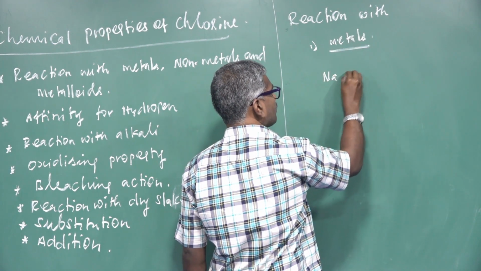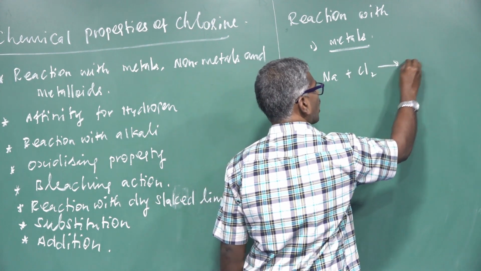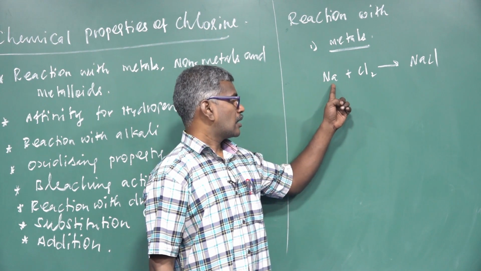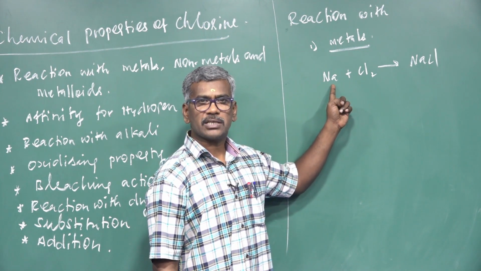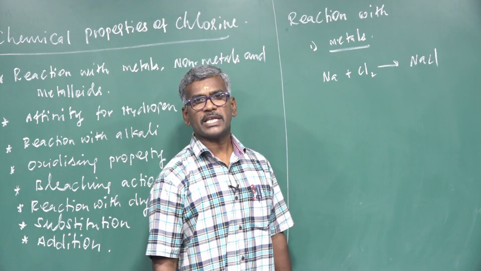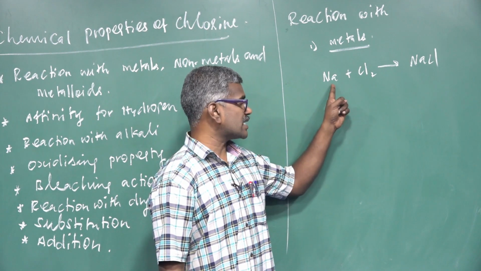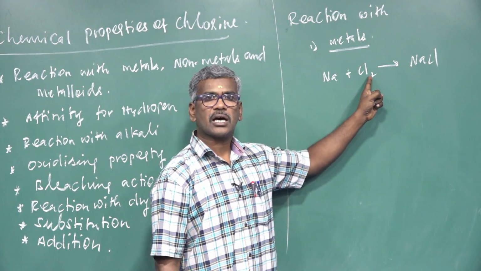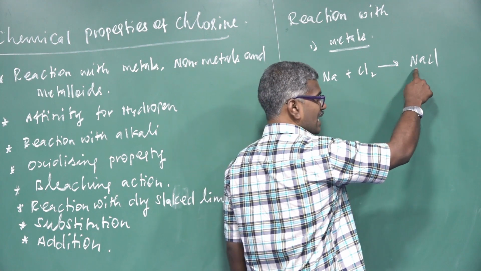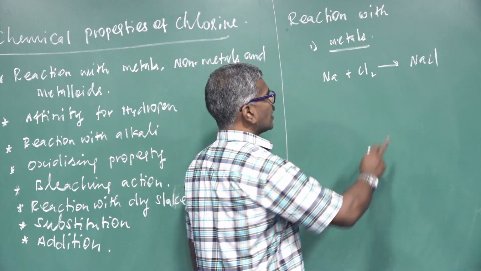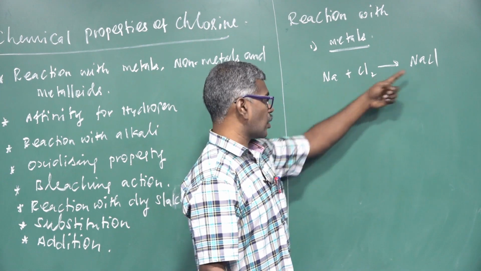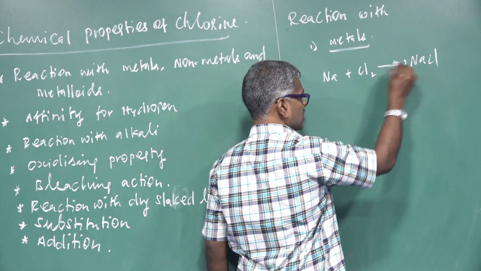For example, sodium reacts with chlorine to form sodium chloride. Sodium is in the 1A family: hydrogen, lithium, sodium, potassium, rubidium, cesium, francium, valency 1. Chlorine is a halogen, valency -1. Both are neutralized to form NaCl as a salt. Balancing the equation: how many chlorine here? 2 chlorine here, so 1 chlorine 2 times, here 2 times.